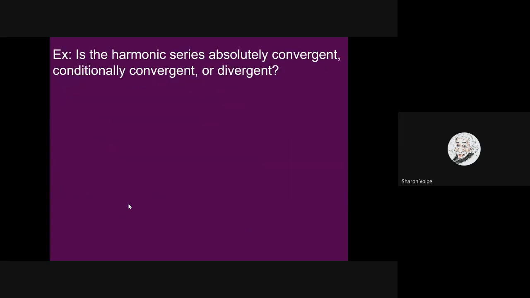Okay, is the harmonic series absolutely convergent, conditionally convergent, or divergent? Again, you have to show that you're testing for absolutely first. So that's the sum from n equals 1 to infinity of 1 over n, a divergent p-series, p equals 1. If p is less than or equal to 1, the series diverges.